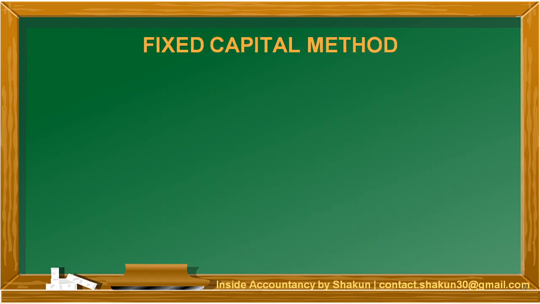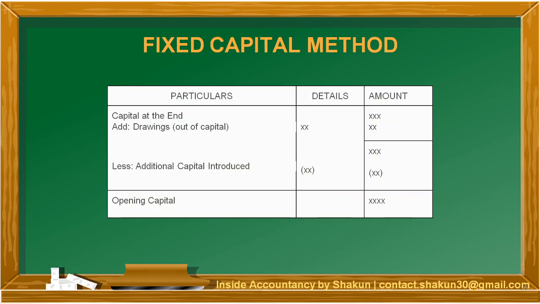On the contrary, in the fixed capital method, since our capital account had a fixed balance, only two things were shown in the partner's capital account: the additional capital introduced and the drawings out of capital. So only those two things have been adjusted here. Drawings out of capital has been added and additional capital introduced has been subtracted, giving you the opening capital. I am repeating that opening capital is required in order to calculate interest on capital.